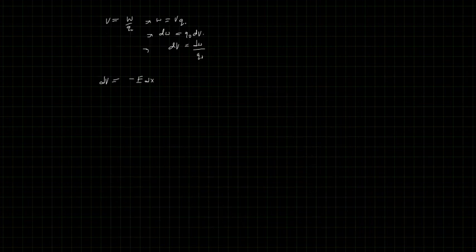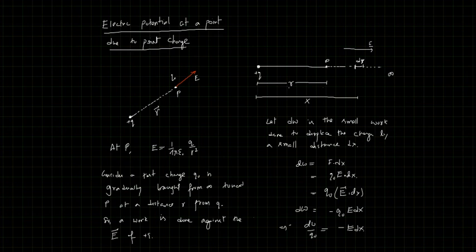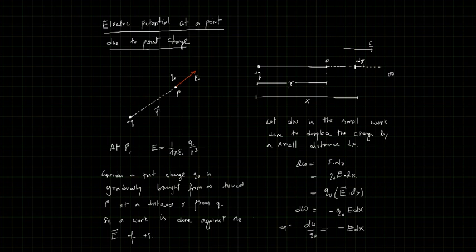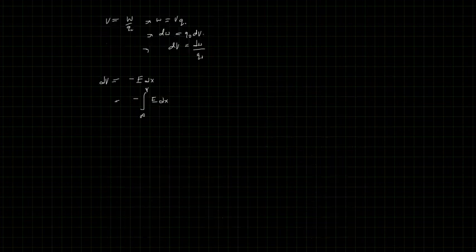So from where are you bringing the charge? You are bringing the charge from infinity, and you are placing it up to x, up to r. Therefore, I can write minus, from infinity to r, E dx. What is the electric field at any point at distance x? Minus integral from infinity to r of k q, whose electric field is this, plus q's electric field, by x square dx.